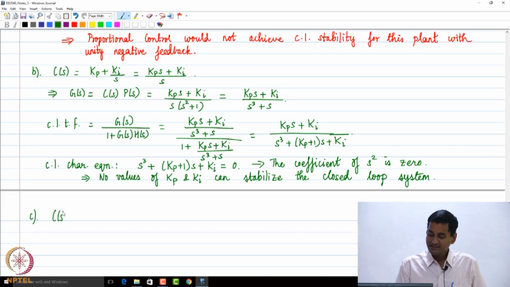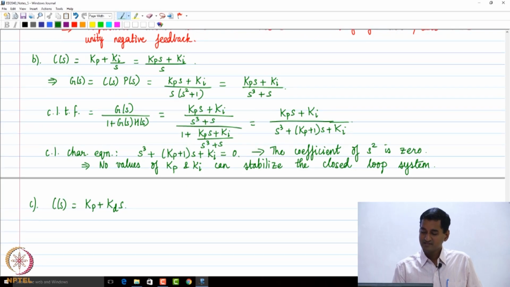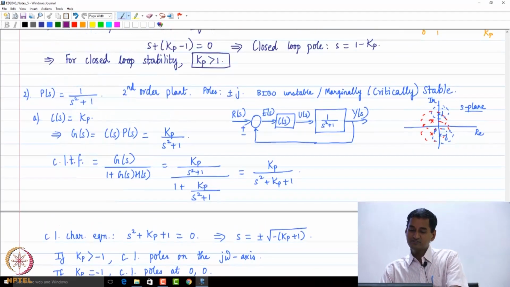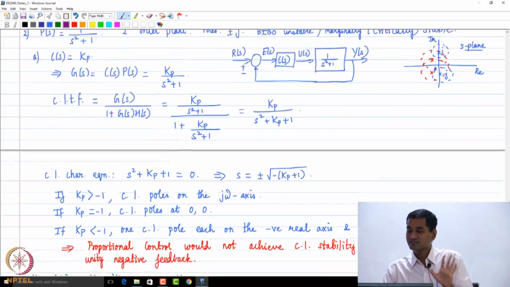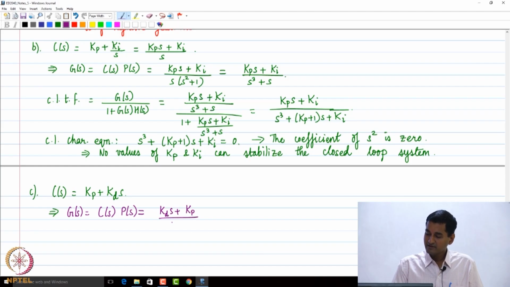As the next step, let's try the PD controller. PD controller means its transfer function is Kp plus Kd s. We follow the same framework. Let's say G of s, which is C of s times P of s. Please remember, the plant transfer function was 1 by s squared plus 1, that is the plant we started off with. So that is going to be equal to (Kd s plus Kp) divided by (s squared plus 1).